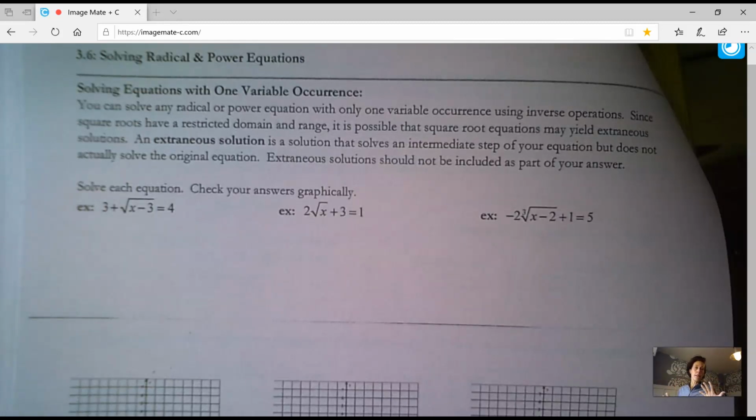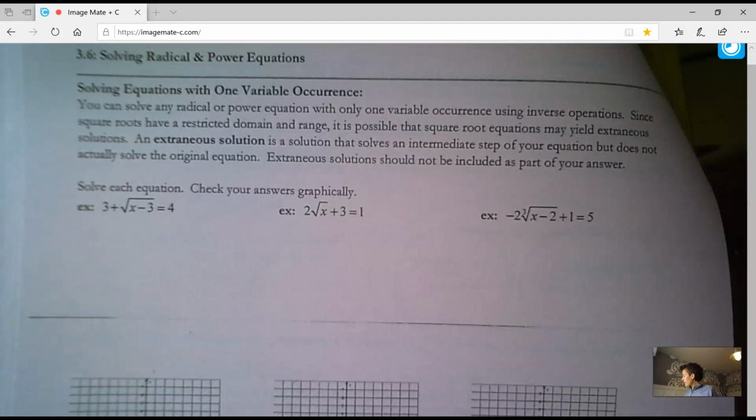The only time for us that you really have to worry about that is when you are solving with the square root, some type of even root, square root, fourth root, because you can't take the square root or the fourth root or the sixth root, say, of a negative number. So that's really where we have to be careful.